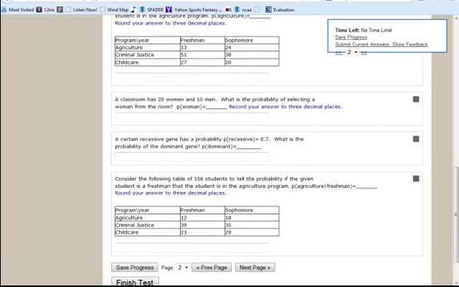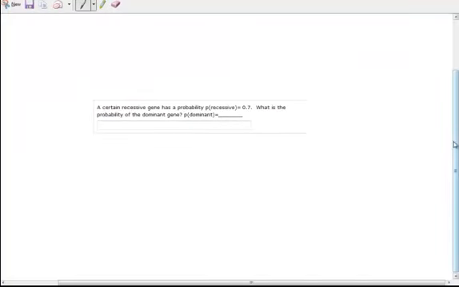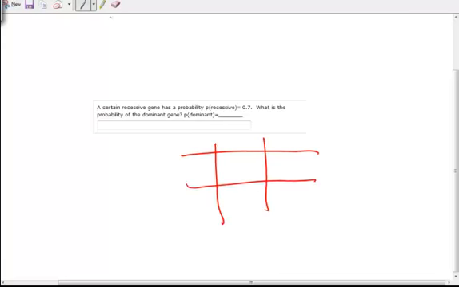Next one. A certain recessive gene has a probability of 0.7. So if we were making a population genetics experiment, we would say this is 0.7, this is 0.7. Remember, these have to add up to 1, and so the other one is 0.3, which does actually answer the question here. But remember that we can complete this. 0.7 times 0.7 is 0.49. 0.7 times 0.3 is 0.21. 0.3 times 0.7 is 0.21, and 0.3 times 0.3 is 0.09.